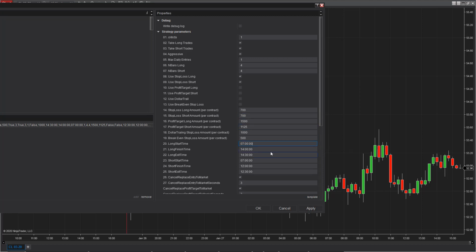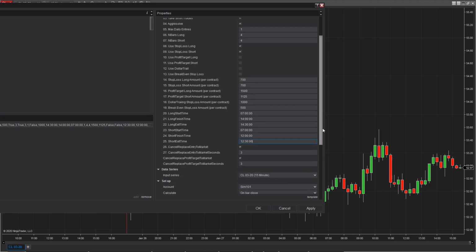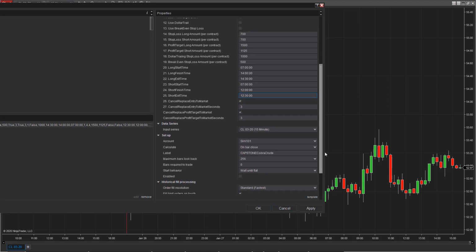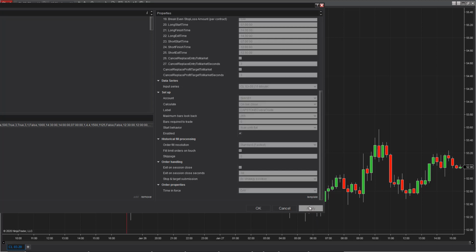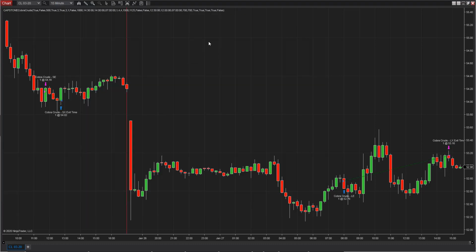The long start time is 7 o'clock and to 2 o'clock p.m. Those are when we take the entries. We exit at 2:30. Same on the short side for the entry when we start trading shorts. And we stop trading shorts a little earlier at noon, and then we exit at 2:30. We cancel and replace limit orders to the market because we want to make sure that we're filled. And the rest of the entries are pretty standard. I make sure that this is enabled. I fill the limit orders on touch because we're canceling and replacing at the market. And then we anticipate $25 round turn slippage and commission, and we put that in our portfolio calculator spreadsheet. You hit apply and OK, and we'll wait for the results.